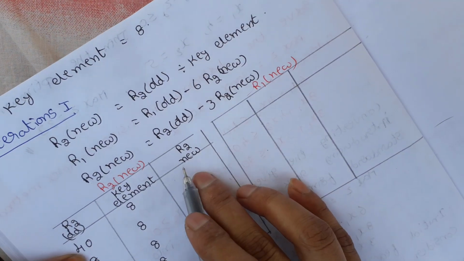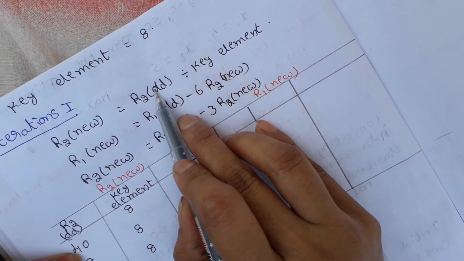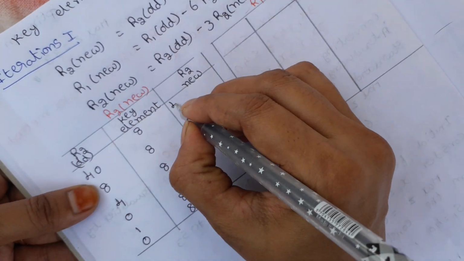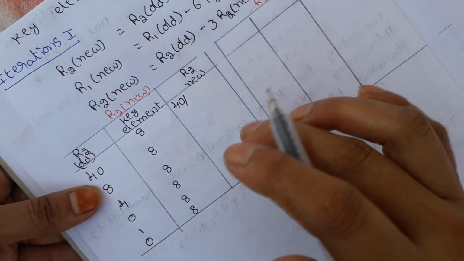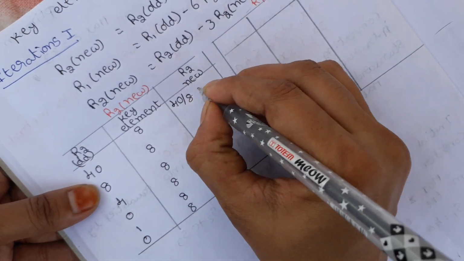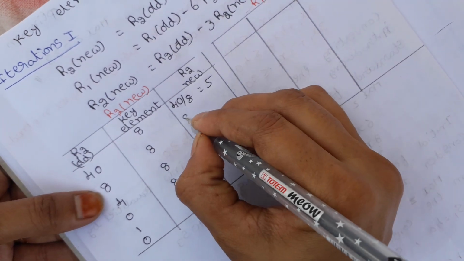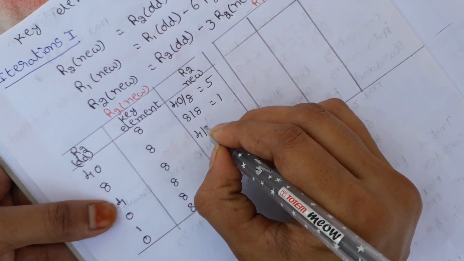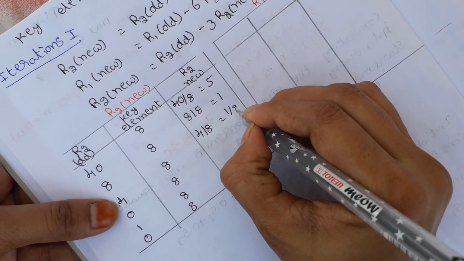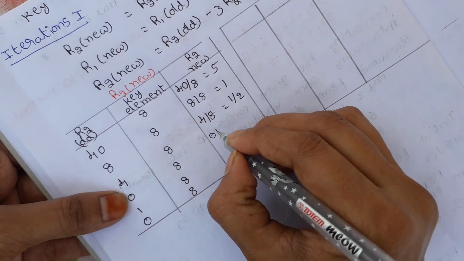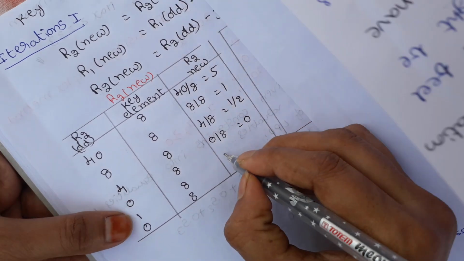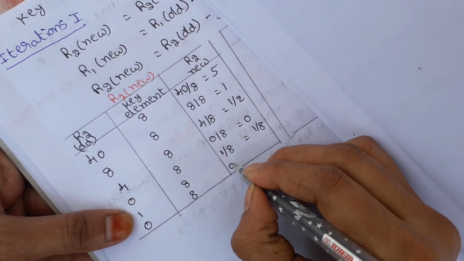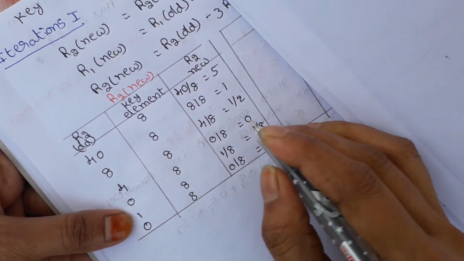Now what is the operation? R2 old divided by key element. R2 old value is 40 divided by the key element 8. 40 by 8 equals 5. Next, 8 by 8 equals 1. Next, 4 by 8 equals 1 by 2. Next, 0 by 8 equals 0. Next, 1 by 8 equals 1 by 8. Last, 0 by 8 equals 0.